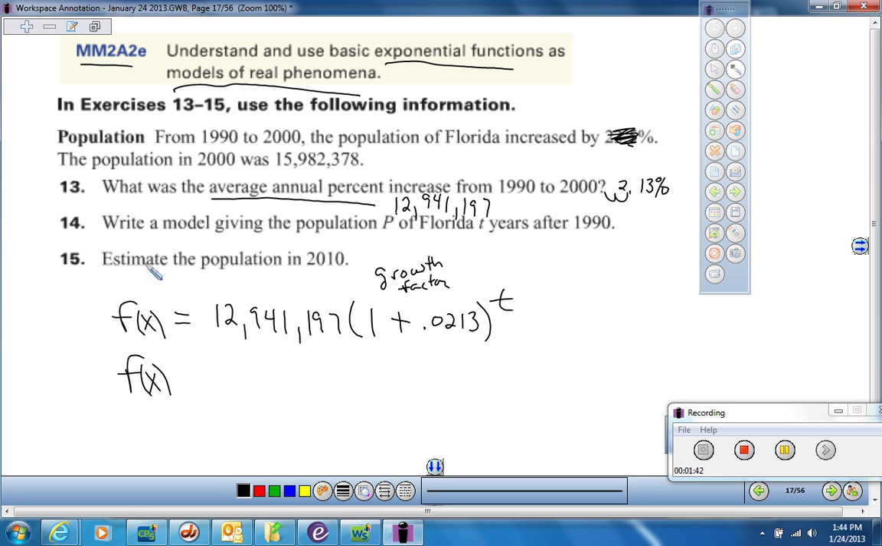So for number 14, this is what I'm looking for. So how we can write it so that we can use it. Remember, when it's growing, this number is going to be bigger than 1. If it's decreasing or decaying, it would be less than 1. Okay, so for this one, that's how we would do this. So this population in 1990 was this, and then this is our growth factor.